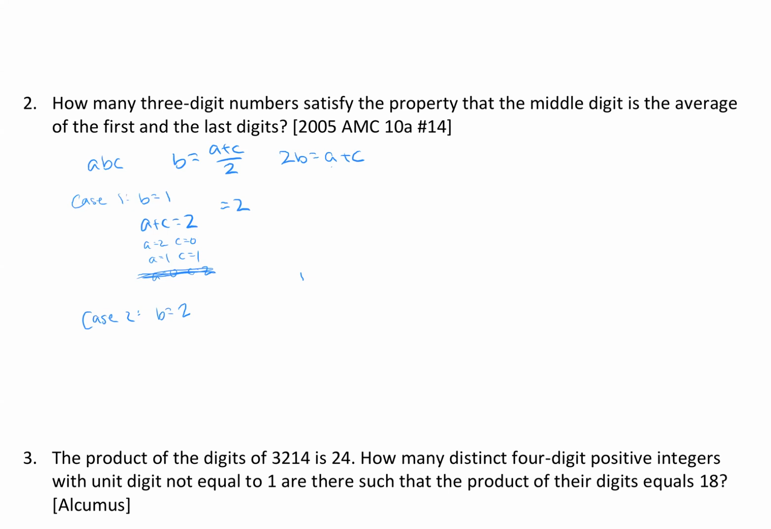We skip the B equals 0 case because if B was 0, then A and C both have to be 0, which is impossible because A has to be more than 0. So now if B equals 2, we have A plus C equals 4. Using the same logic as before, we can get that A equals 3, 2, or 1, so there are 3 numbers.